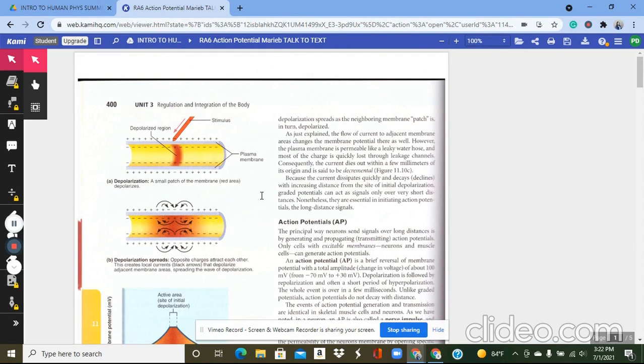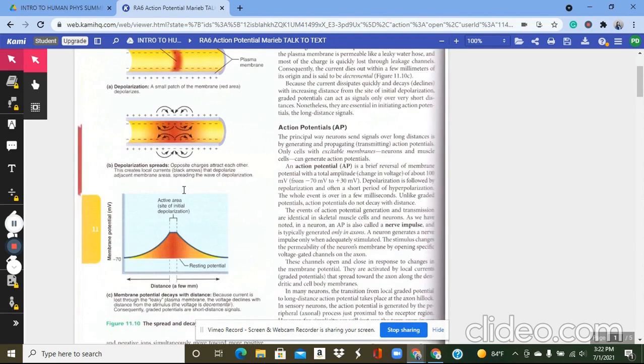Unit 3, Regulation and Integration of the Body. Figure A shows depolarization. A small patch of the membrane, a red area right here, depolarizes. It seems like when there's a stimulus put here, it depolarizes the plasma membrane. And B, depolarization spreads.